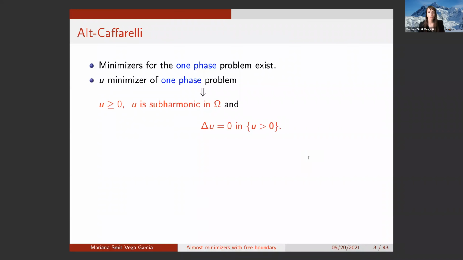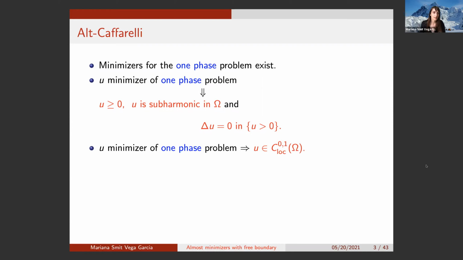What else can we say about these minimizers? First of all, of course, you start with a minimization problem and you want to understand what equations this minimizer satisfies. You can show that in the case of the one-phase problem, because our boundary data was assumed to be greater than or equal to 0, our minimizer will be greater than or equal to 0. Very importantly, it will be subharmonic in the whole domain, and it will be harmonic in the set in which the function is strictly greater than 0. That also plays a very important role when we are proving things about the regularity of the minimizer, which we'll come back to when I'm talking about the almost minimizers.